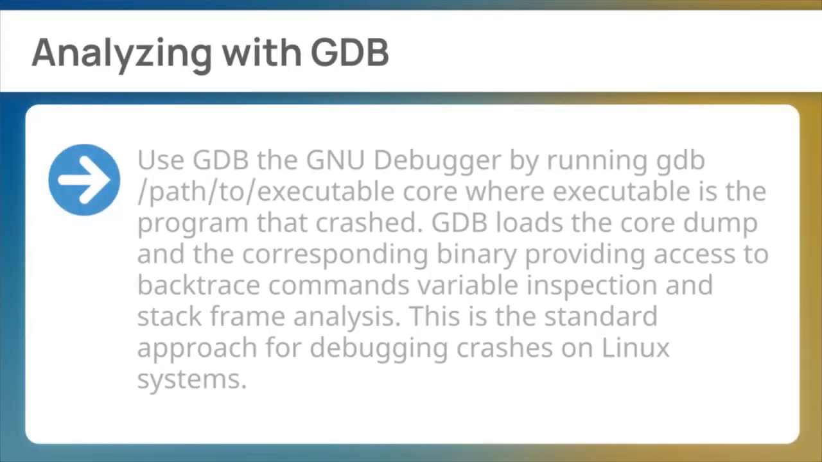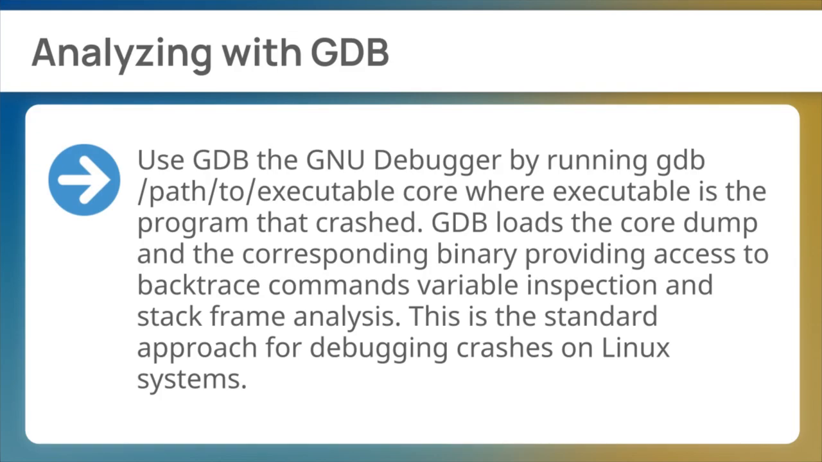First, analyzing with GDB. Use GDB, the GNU debugger, by running gdb path/to/executable core, where executable is the program that crashed. GDB loads the core dump and the corresponding binary, providing access to backtrace commands, variable inspection, and stack frame analysis. This is the standard approach for debugging crashes on Linux systems.